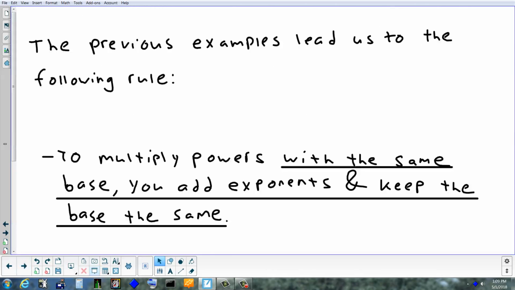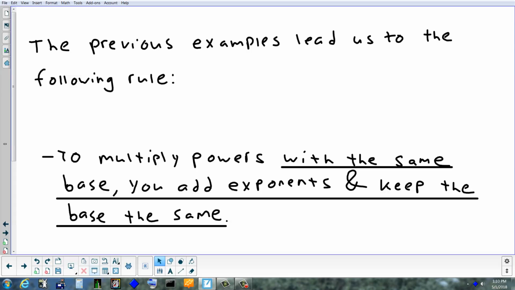So this is the rule. To multiply powers with the same base, you add the exponents and keep the base the same. Okay, we're going to do a couple more examples like this. So after to multiply powers with the same base, add the exponents, keep the base the same. Don't worry about the next one that says to raise a power yet.